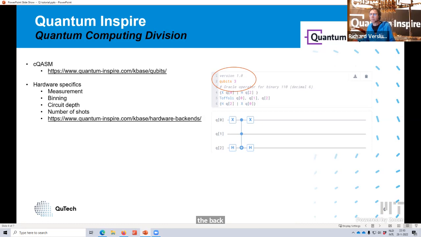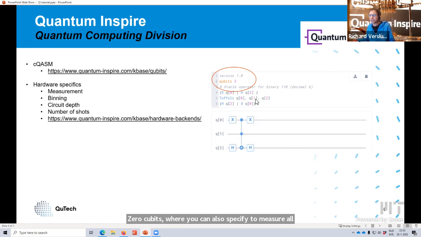Some more about the hardware specifics. You can measure no qubit at all. If you specify that you don't measure a qubit at all, then by default, the system will always measure all qubits because it's not really relevant to measure 0 qubits. But you can also specify to measure all qubits or to measure only a part of the qubits.